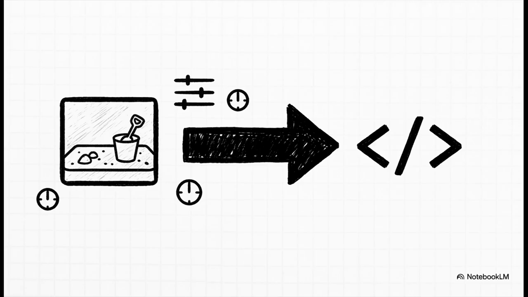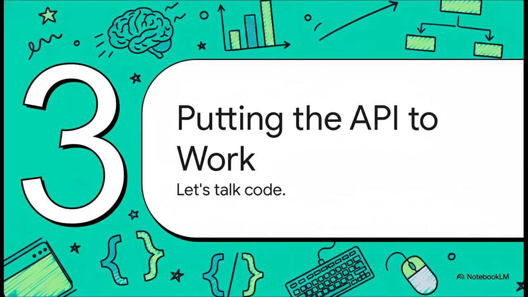I mean it. Get in there, experiment, break things, find the model that works for you, get your settings just right. Doing that first will save you so much time and headache when you actually start coding. Okay, playtime's over. You've dialed in your settings in the sandbox, and you know exactly what you want the AI to do. Now it's time to put it to work for real. Let's talk about the code.